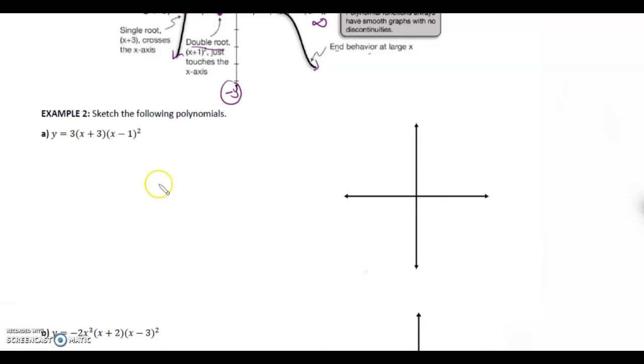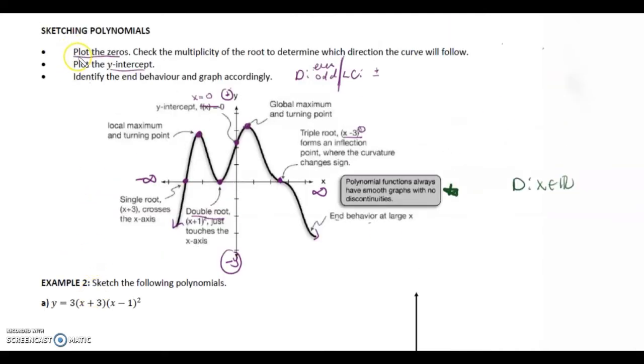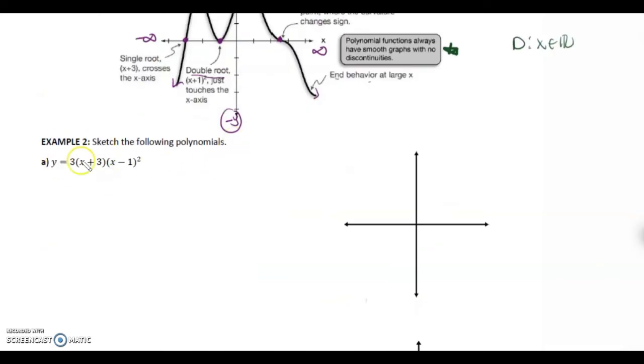So let's go ahead and sketch the following polynomial functions, or polynomials. And just to take note here, polynomial functions always have smooth graphs with no discontinuities. And that's why our domain is always x in the real numbers, no matter what. Okay, so let's reference up here. First, we're going to plot the zeros, y-intercept, and behavior. Okay, so zeros first. This is y equals 3, x plus 3, x minus 1 squared. So I want to speak to this 3. It has no x on it, therefore there's no zero associated with it.